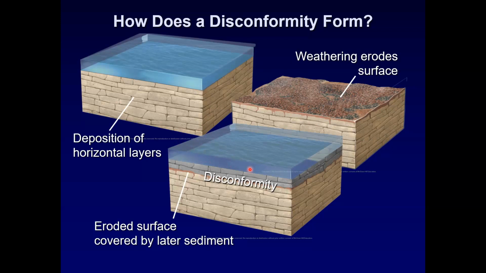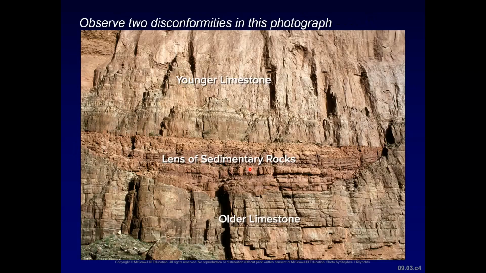You have to really look hard for this, or you'll miss it, because we don't have two different types of rocks like we saw with the nonconformity. We have limestone and then erosion, and then limestone deposited again on top of that erosion surface. Look closely and you'll see it. Okay, so there's two disconformities in this photograph. I think they're pretty easy to see.